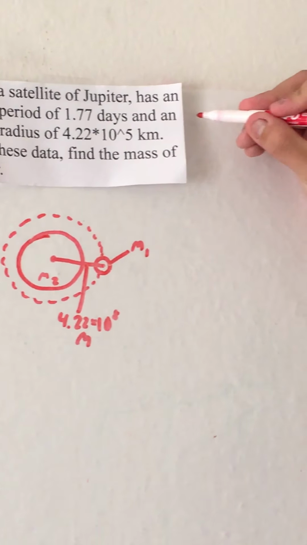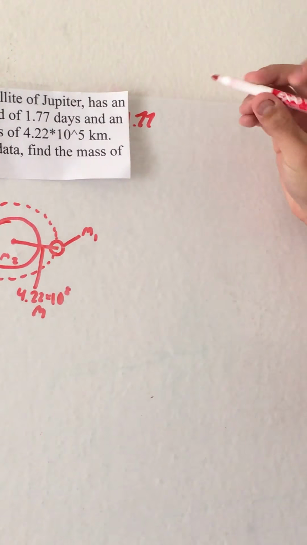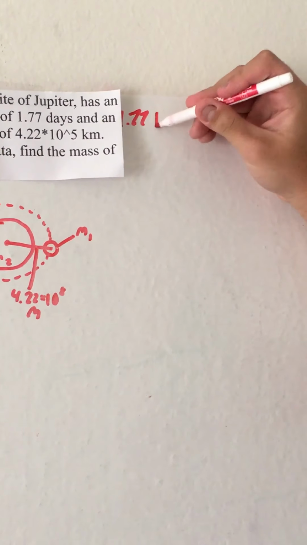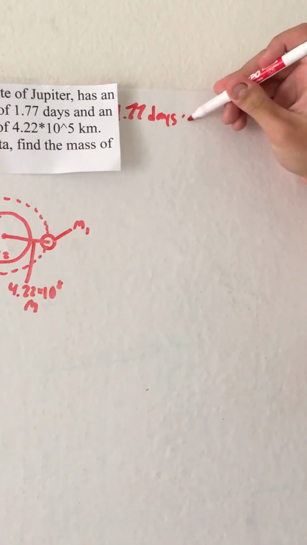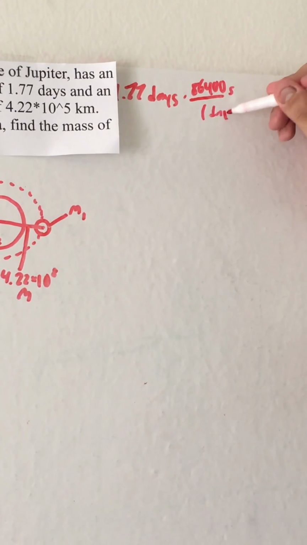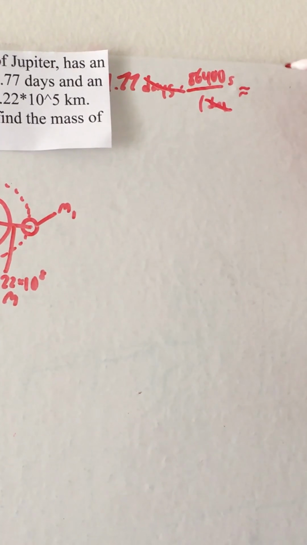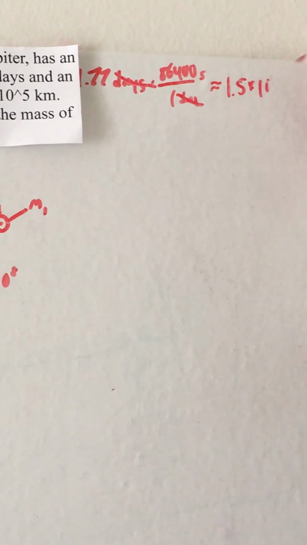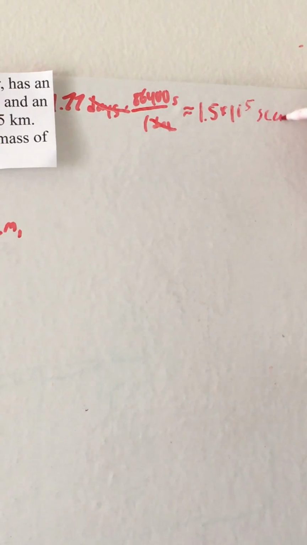Next, we have to find the time it takes for the orbital period in seconds. So we just do 1.78 times 86,400, a unit conversion. And that gets us to approximately 1.5 times 10 to the 5th seconds.